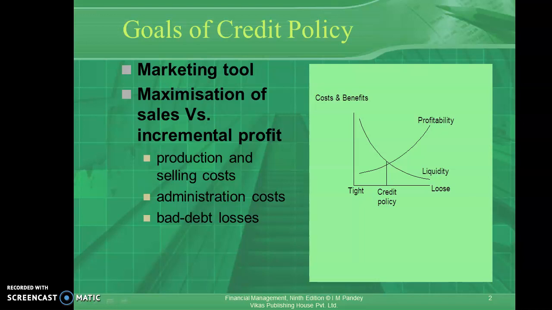There are two objectives behind each and every credit policy. The first objective is known as maximization of sales. To increase the sales, definitely the firm must allow credit very liberally to the customers. And the second objective is allowing credit to the good customers and reducing the bad debt loss, and reducing the production costs, selling cost as well as all other costs. So basically credit policy has two objectives. One is maximizing the sales and the second one is incremental profit. These are the two objectives or goals of credit policy adopted by the organizations.